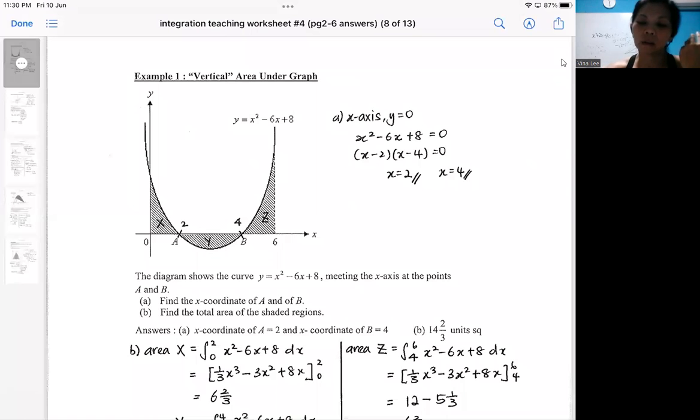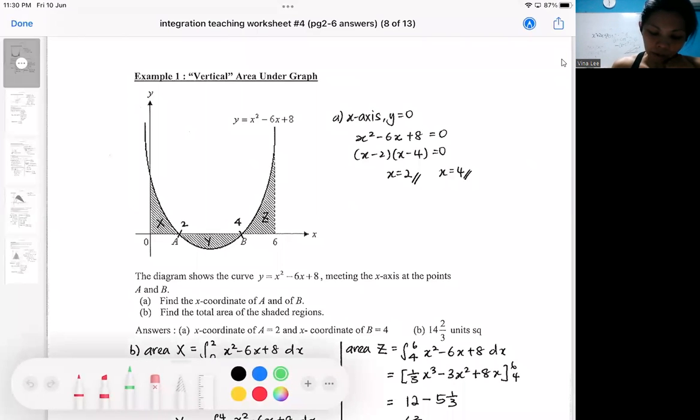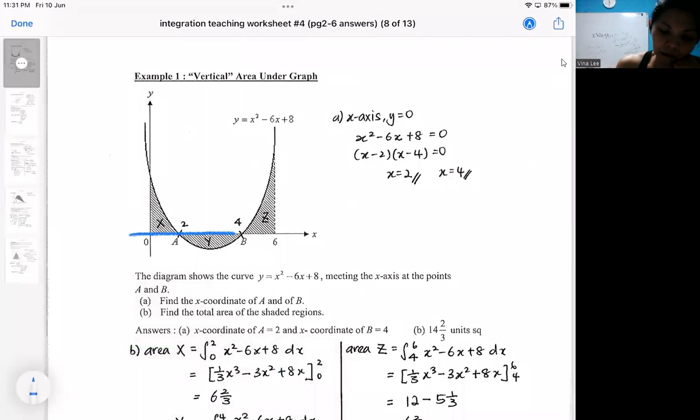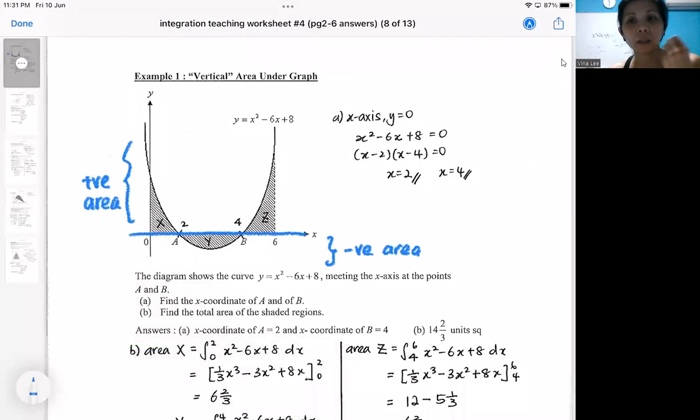The first thing that goes into your head must be to be very sensitive in identifying a negative area. In this situation, anything that is below the x-axis is considered negative. So this part is going to be the negative area, and this part is the positive area. You must be able to identify this so that you can work with them separately.